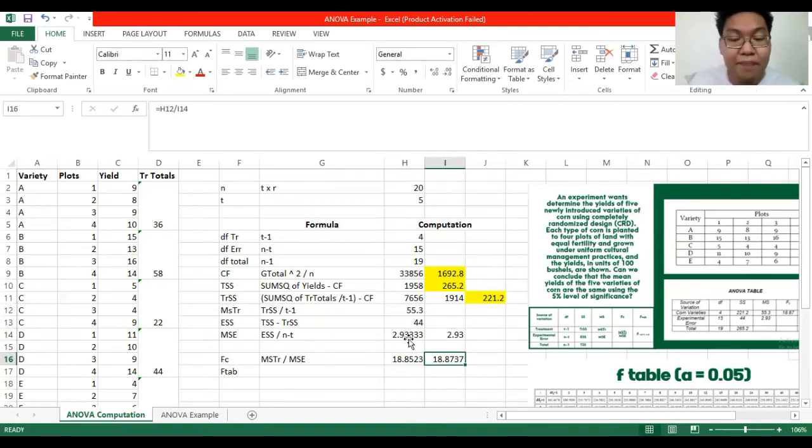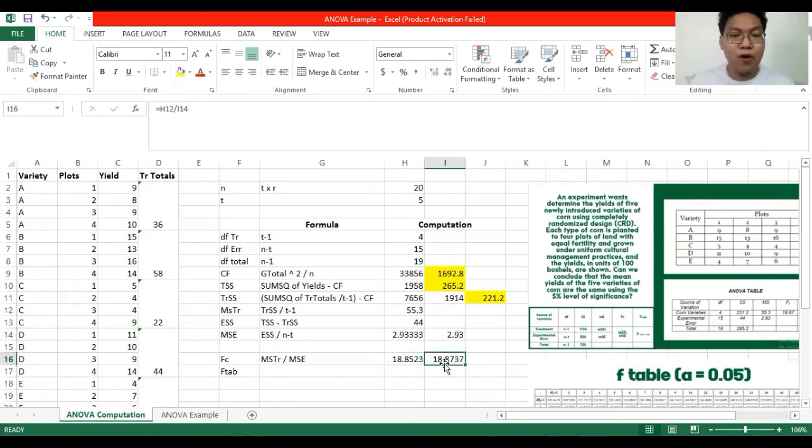But this one, it has a lot of decimal places, but this is more concise. This is more accurate. But it depends on your professor. You can ask them if they want you to round up or not, something like that. Okay, so well, this is our FC value.